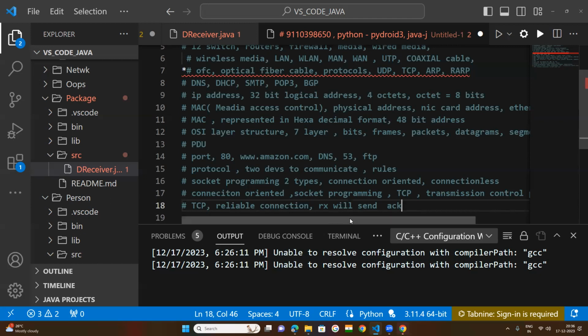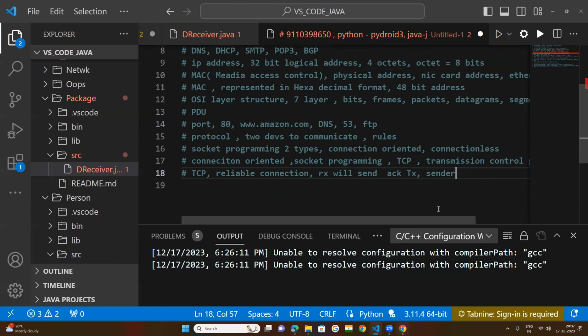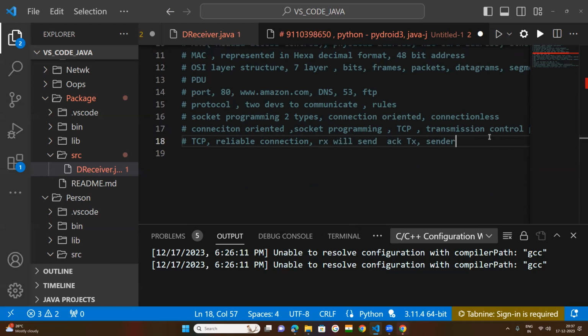Receiver will send the acknowledgement to whom? The transmitter, which means the sender. Transmitter means TX, simply the sender. Acknowledgement means, okay, I have received all the packets. So the receiver will confirm to the sender that it has received the packets. And there is one more feature of this.